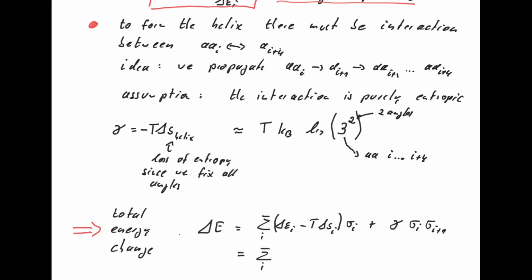Or rewriting this in terms of the melting temperature, it is equal to the sum over all i of epsilon i times (1 minus T divided by Tm) times sigma i, plus gamma sigma i plus 1.